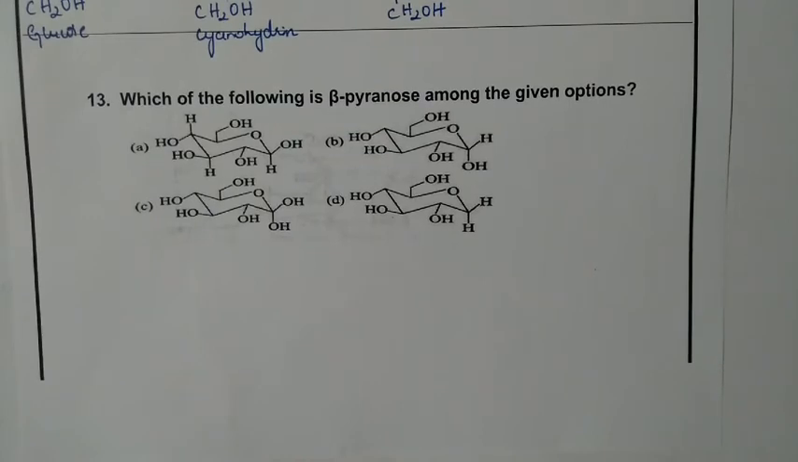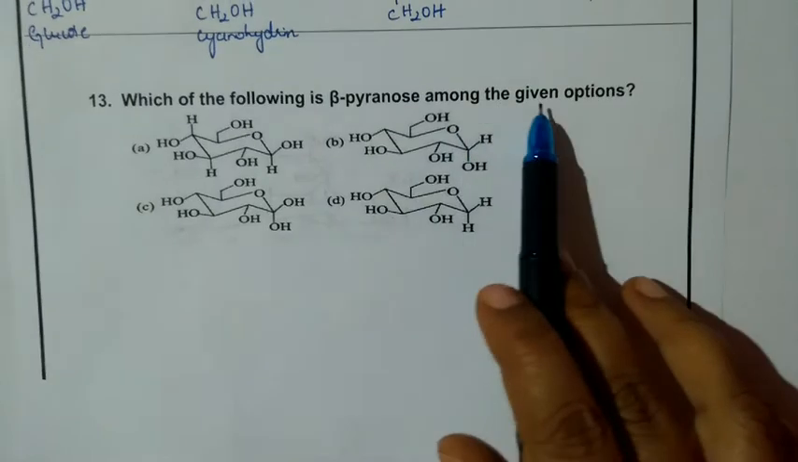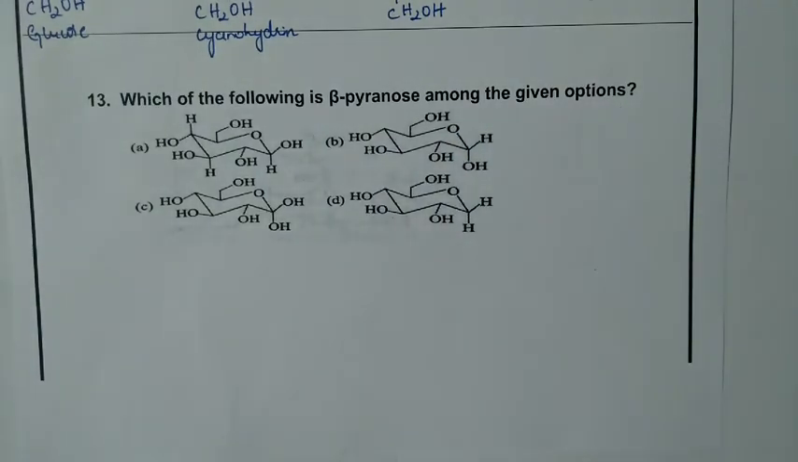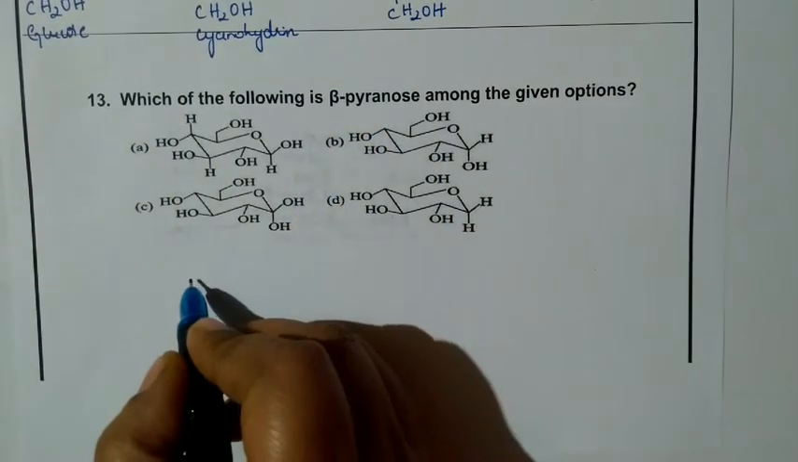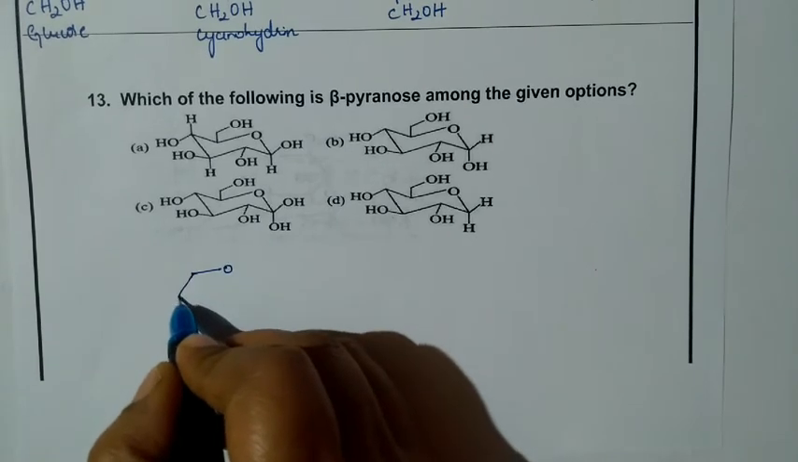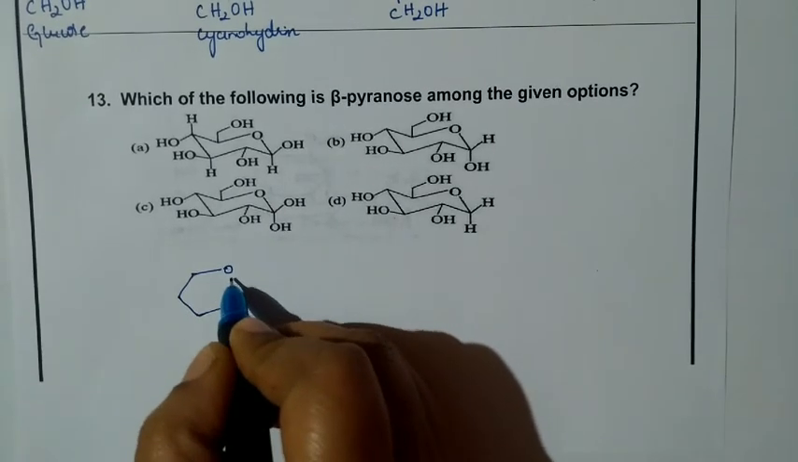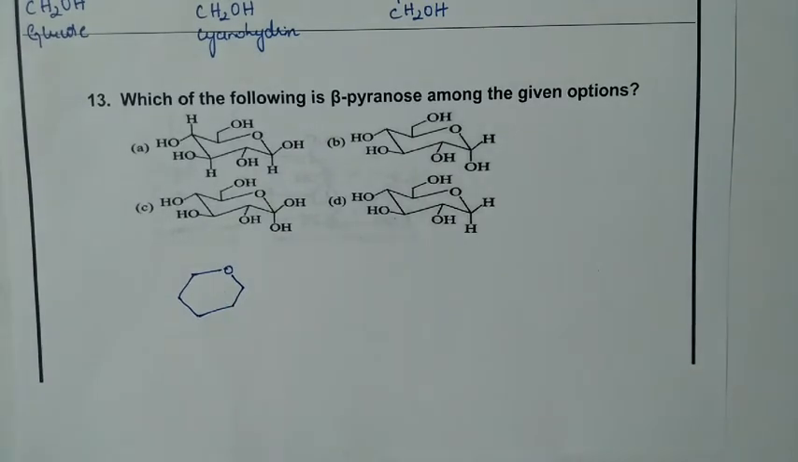We'll move on to the next question. Which of the following is beta pyranose among the given options? So we need to find out the beta pyranose. What does pyranose indicate? Pyranose indicates this, which we have studied in our biomolecules chapter.